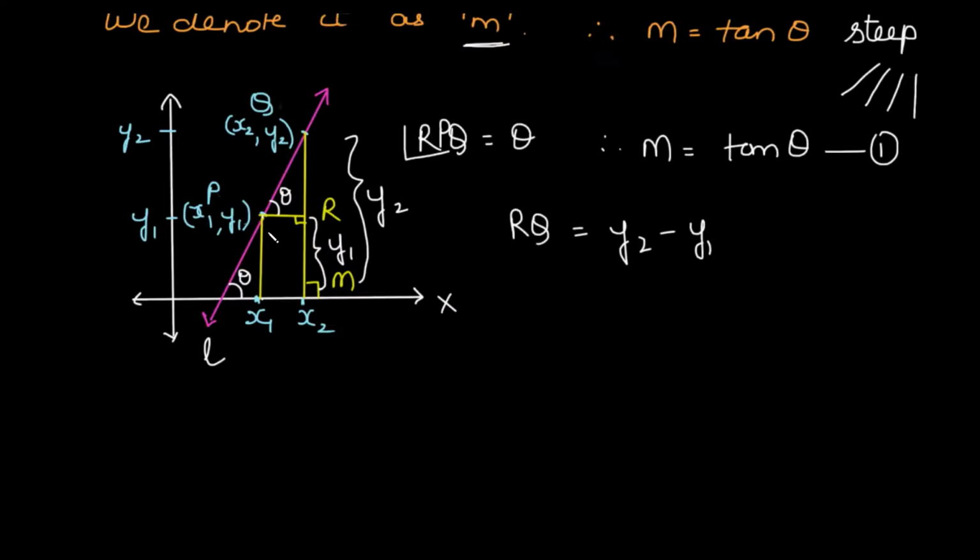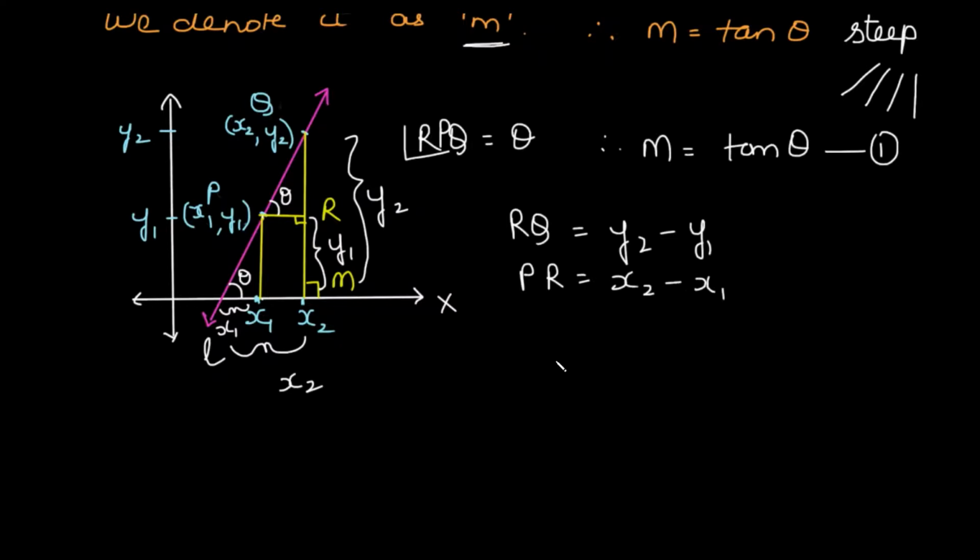Similarly, let us take the x coordinates now. The x coordinate of Q is x2, which means this distance is x2. This is clear from the figure, I guess. This distance is x2 and similarly this much is x1. That means PR is x2 minus x1. So we write over here PR is equal to x2 minus x1.